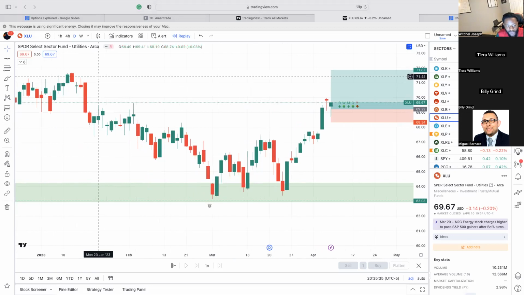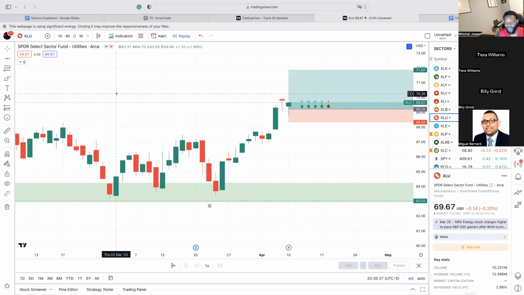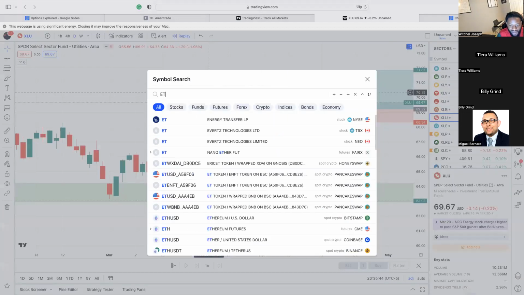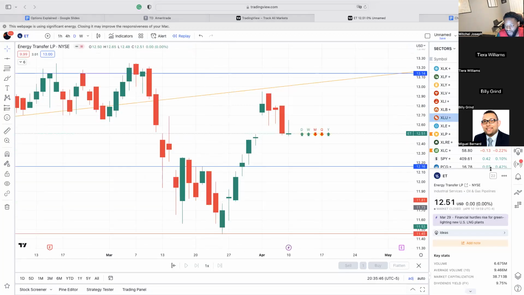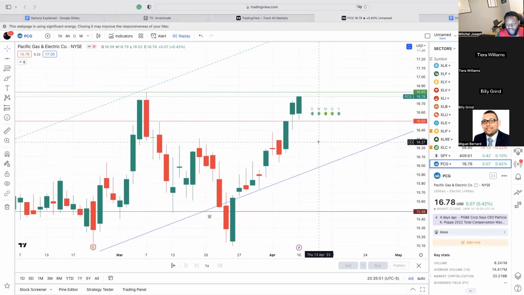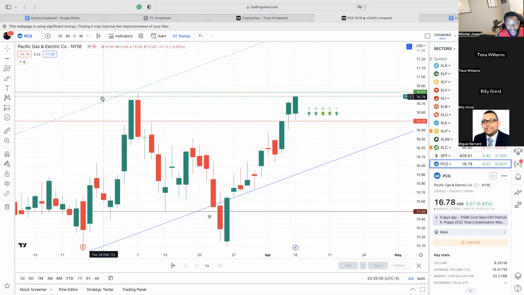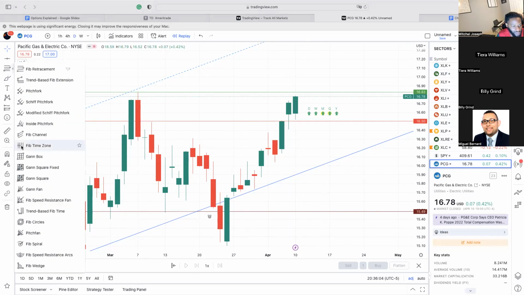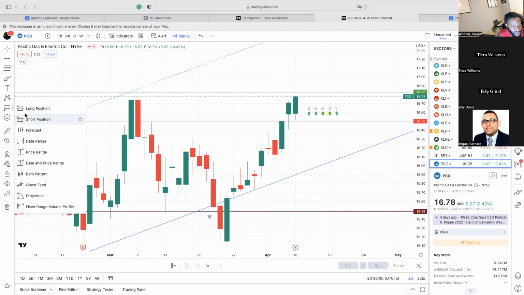So this is the utility sector. You can play XLU, or you can play any utility stock that you know. For example, ET, that's a utility stock. PCG is probably a better choice right here as a utility stock. So once again, if I'm going to play this, it did come down right here, but I missed it. This would have been the perfect entry. Let me put a position.